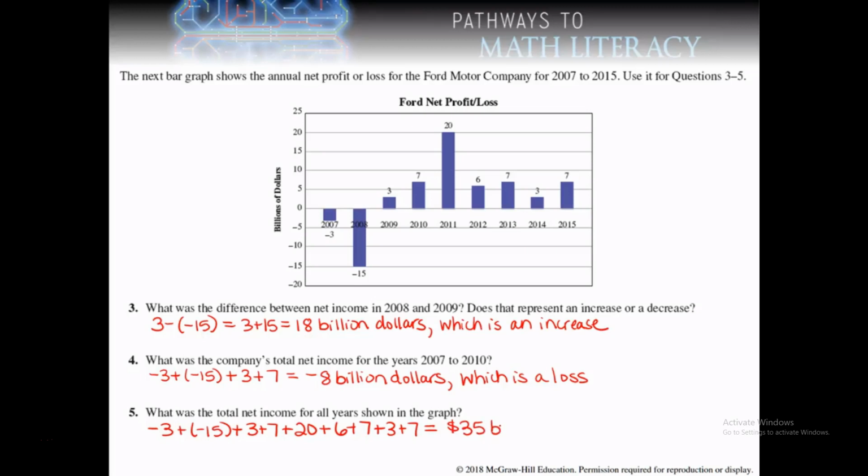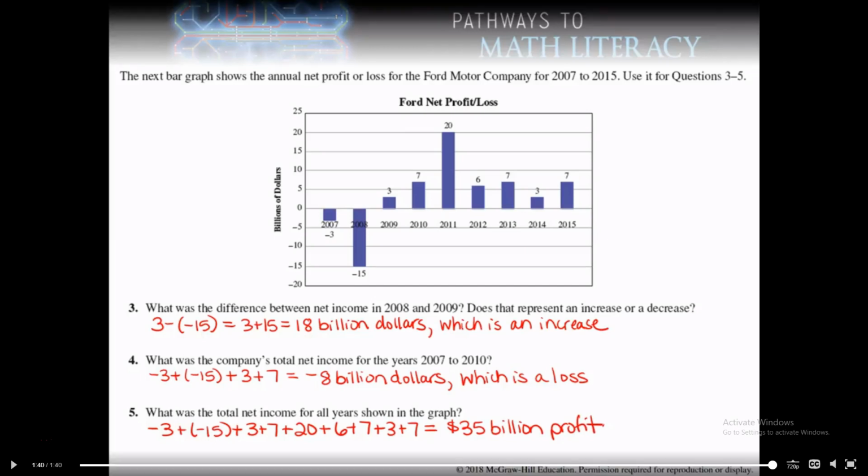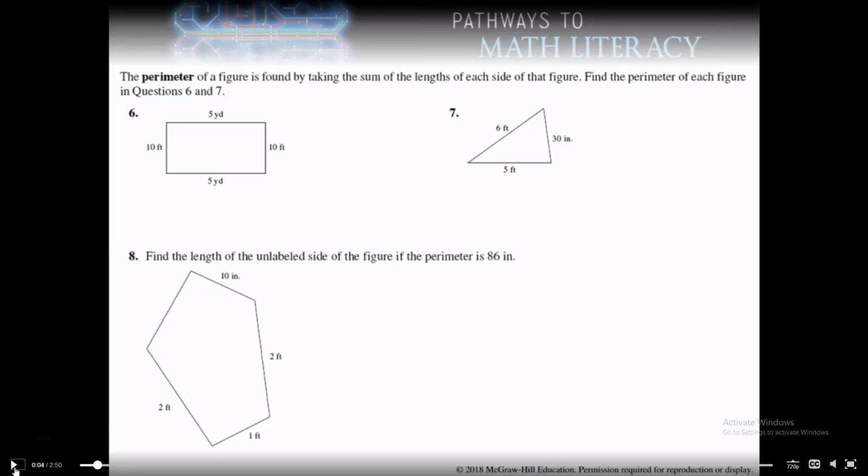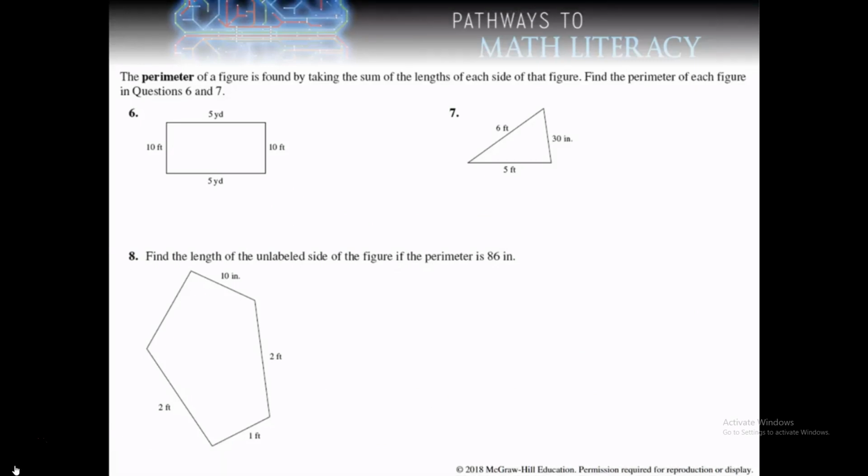In 6 and 7, we're supposed to find the perimeter of each figure. Now, when we look in number 6, the perimeter of a rectangle is found by adding all of the lengths of the sides together. However, in this case, we have different units on each side. And we know that we can't add those together unless they're like units. So we need to choose. We're either going to convert all of these to feet or all of these to yards. I'm going to go ahead and convert them all to feet.